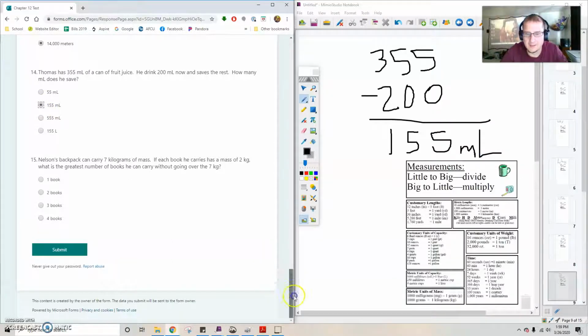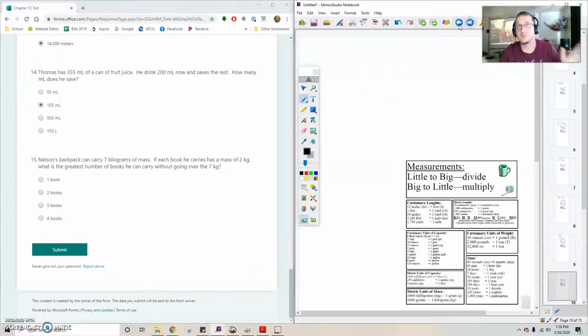Okay, last question here, and then you've officially completed your test. Yay! Okay, Nelson's backpack can carry 7 kilograms of mass. If each book he carries has a mass of 2 kilograms, what is the greatest number of books he can carry without going over 7 kilograms? Now this is a problem-solving one, because I've got to figure out 7 kilograms, if each book is 2, how many books can he carry?